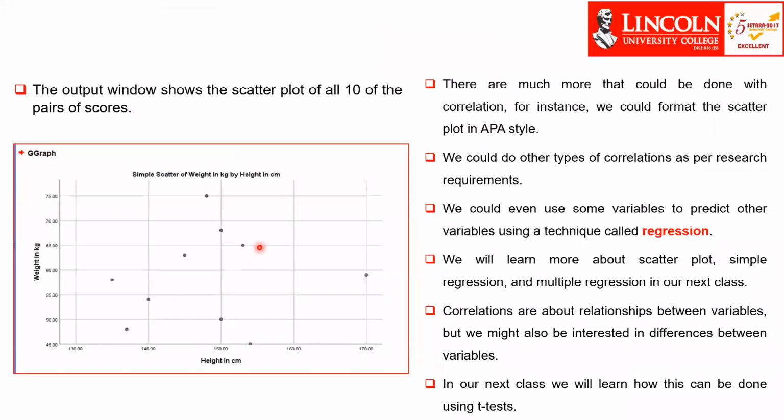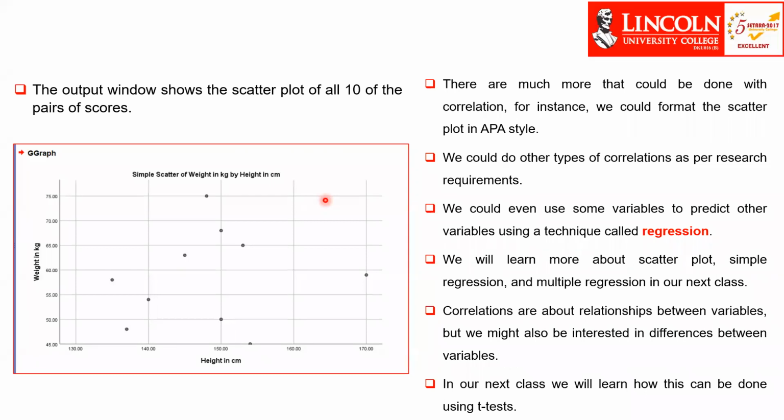Now you have to show the scatter plot of all 10 of the variables that we examined. There is much more that could be done with correlation. For example, we could format the scatter plot in APA style. We could do other types of correlation as per research requirements. We could even use some variables to predict other variables using a technique called regression. We will learn more about scatter plots, simple regression, and multiple regression in our next class.